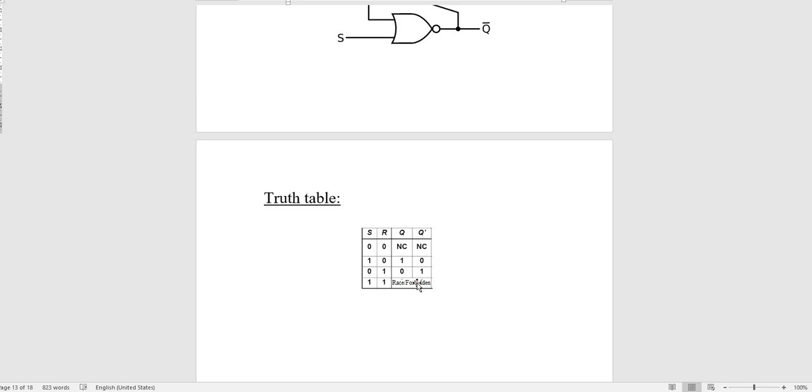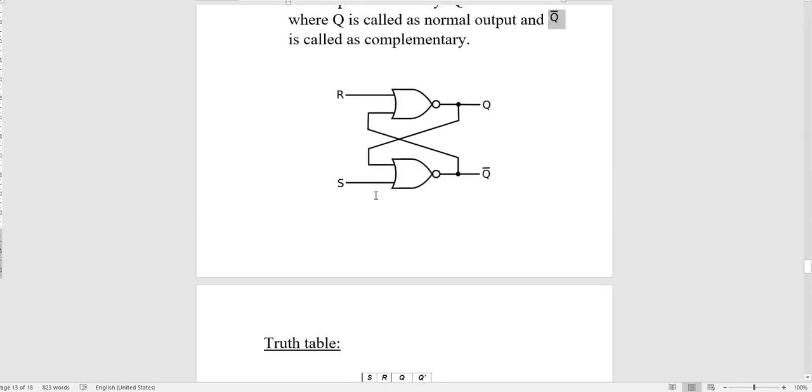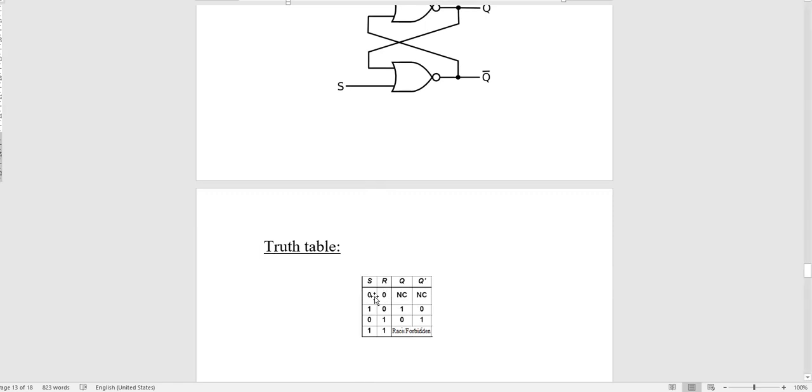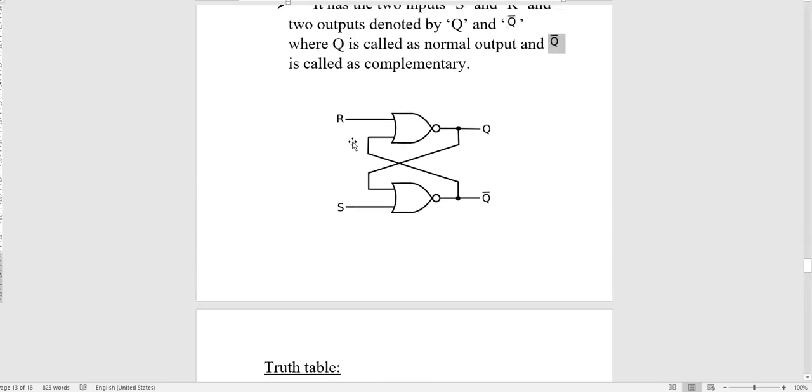Now I will explain the working of the RS flip-flop using NOR gates. See, students, this is the diagram, and I will show you the working. In the working, the first case we will see is no change, that is, when both inputs are 0. When S is 0 and R is 0, there will be no change in the state. It will remain as it is, hence it is called the no change state or NC state.